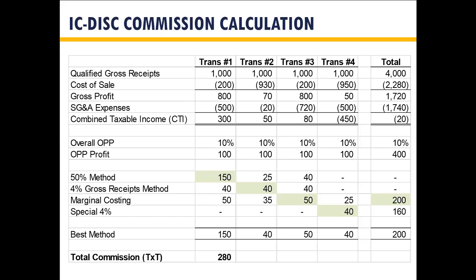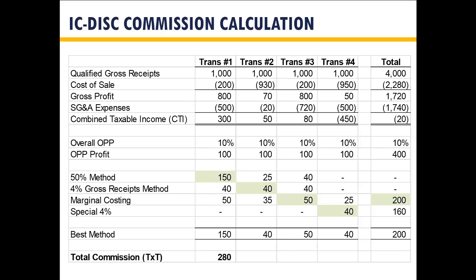So we can take a $25 commission under marginal costing. But now, because we have negative CTI, that's where that special 4% method comes into play. The special 4% method says that we can take a commission of 4% of our gross receipts as long as that commission is less than our OPP profit. So $40 is less than our OPP profit of $100, so we can take a $40 commission on this transaction.